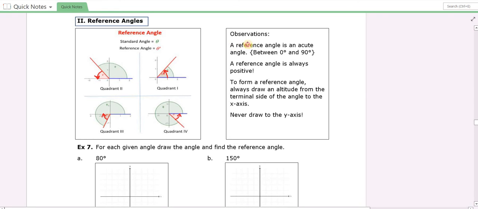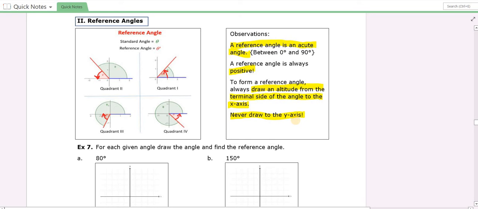In short, you can say the reference angle is always going to be an acute angle, meaning it measures between 0 and 90 degrees, and it's always positive, and we can just make a reference angle by drawing the altitude from the terminal side of the angle to the x-axis. So we're always going to draw from the terminal side towards the x-axis. We are not going to draw from the y-axis or to the y-axis.